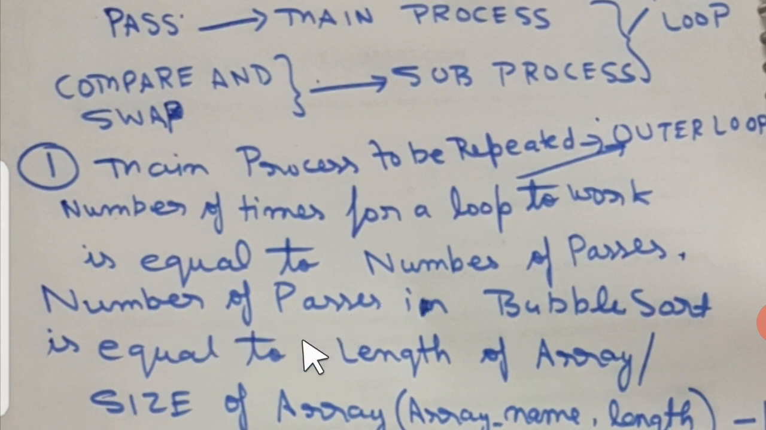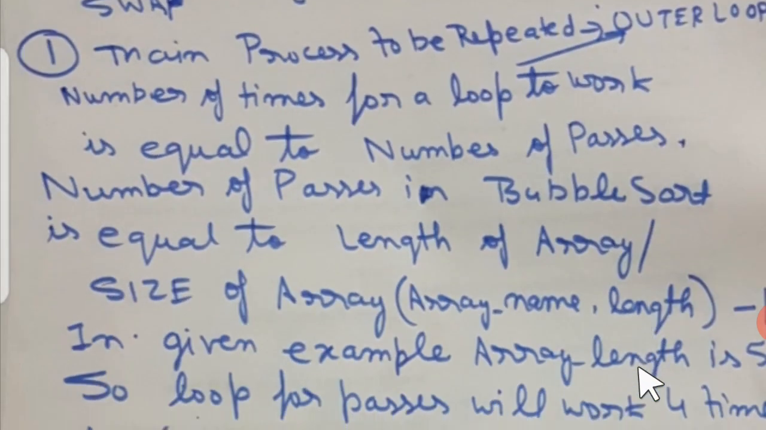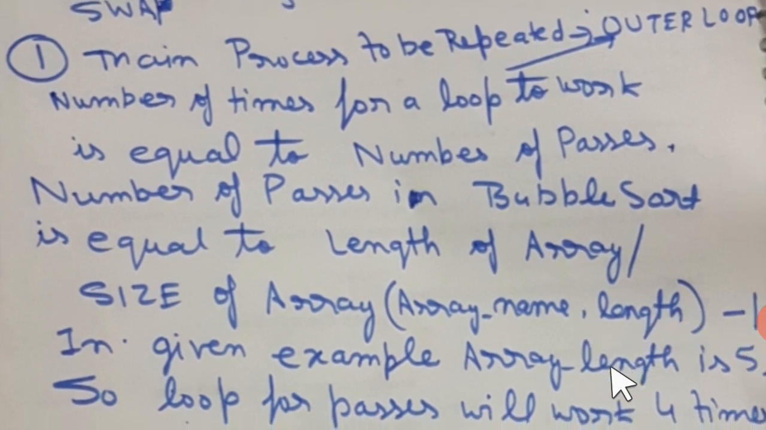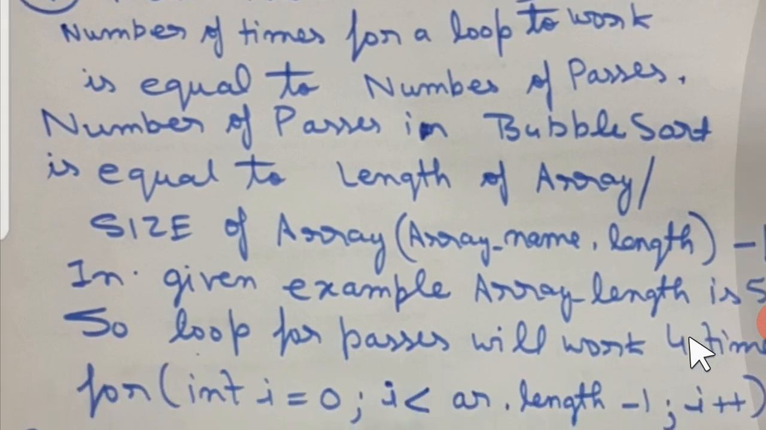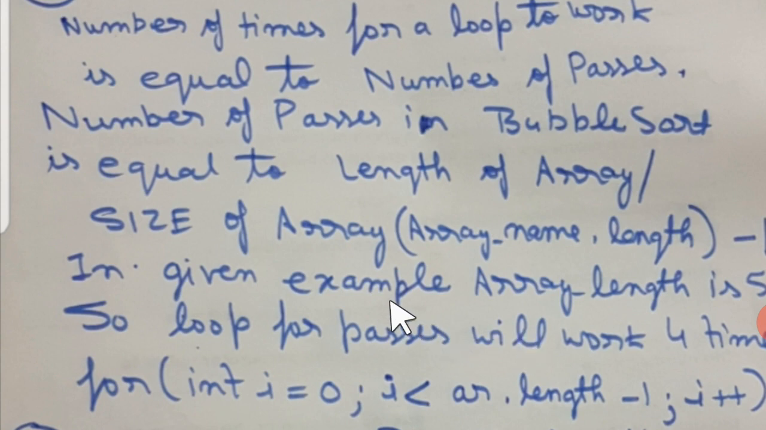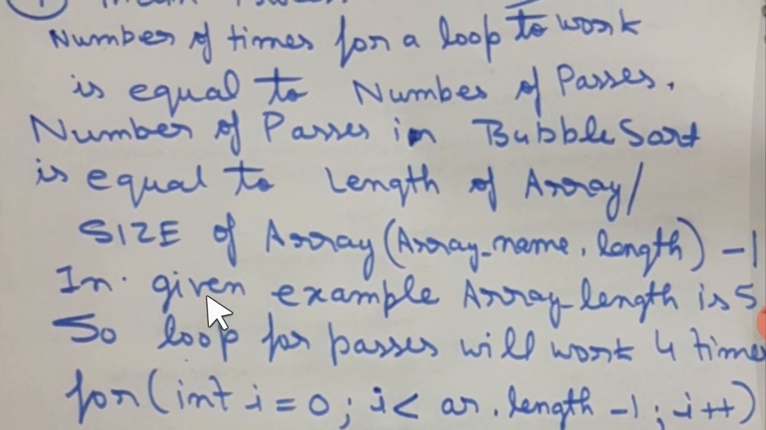Students, the number of passes in bubble sort is equal to the length of the array, or size of the array, or array_name dot length, minus 1. All right, minus 1. Don't forget that. As in our case 5 elements were there, so 4 passes we have performed. That is the maximum number of passes. Now in the given example, the array length is 5, so the loop for passes will work 4 times.